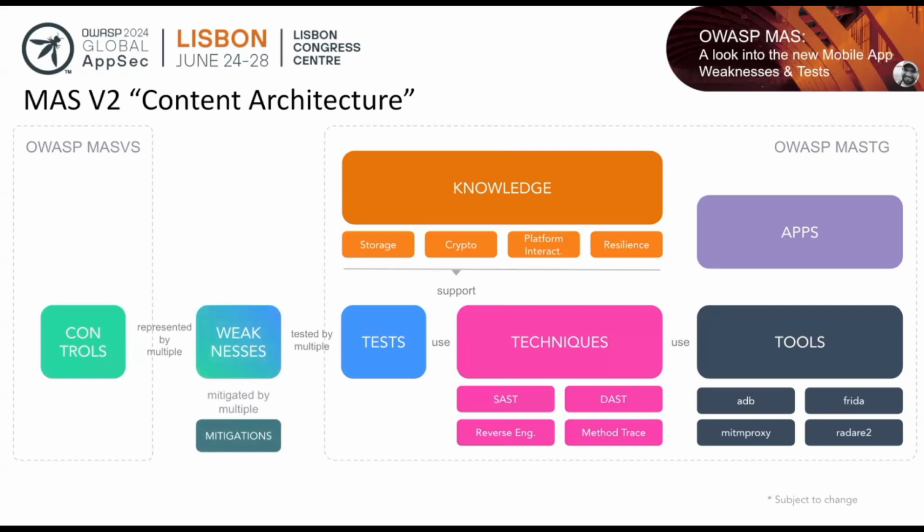So the thing is, we now have the MAS controls on the left side, which are quite high level, and the tests that are actually quite low level. And we needed to have something in between, which we identified as the weaknesses, because this bridges the gap between the controls and the tests. And this is still something that is always agnostic, and this is something new that Carlos will also be sharing with you in a few minutes.